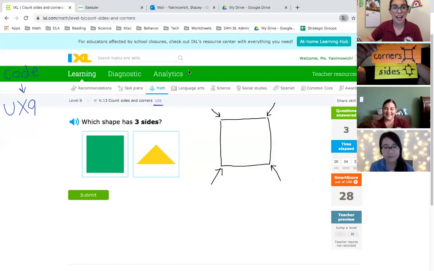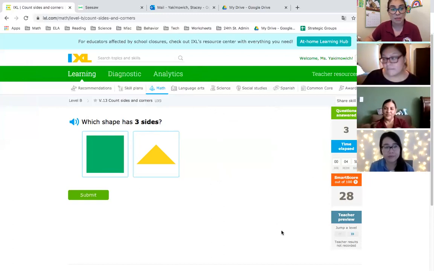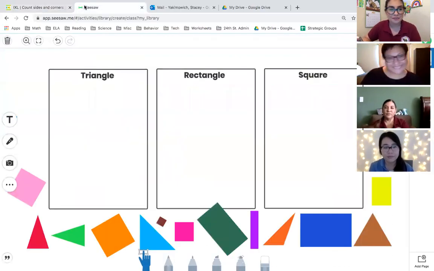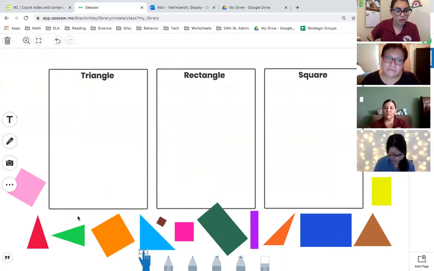All right, everyone. Aside from our IXL, we're also going to be working on an assignment on Seesaw. And this assignment is a little more interactive. So we have 3 categories: triangle, rectangle, and square. And we also put all of these shapes along the side and bottom of our page. What we're asking you to do today is sort these shapes into the correct category. We're going to do 3 with you, but then the rest you're going to do on your own.